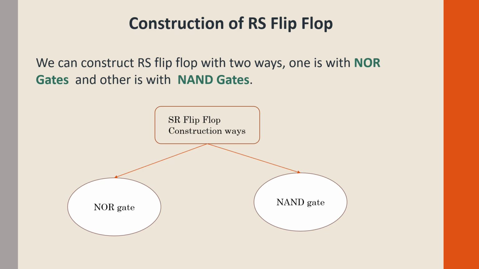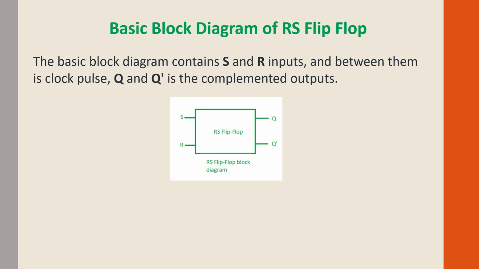We can construct an RS flip-flop in two ways: one is with NOR gates and the other is with NAND gates. Basic block diagram of RS flip-flop: the basic block diagram contains S and R inputs, and between them is the clock pulse. Q and Q prime are the complemented outputs.